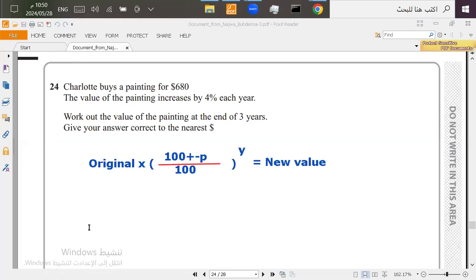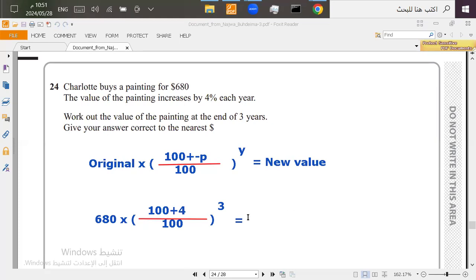The original is 680. You multiply it by the bracket. The power will be the number of years, which is 3. And here you're going to add 100 to the percentage, which is 4, and then divide it by 100. Same idea. And then this will give you the new value. So you can do the whole thing in the calculator and it will give you the right answer.